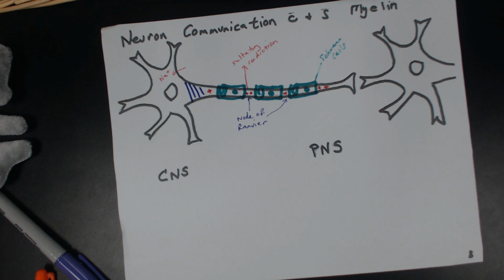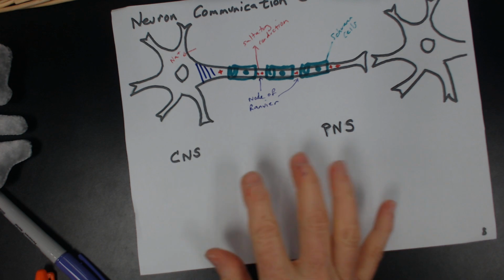So saltatory conduction is the process of the action potential jumping right on past the myelinated segments. Node of Ranvier is that little space in between each of the myelin segments. Questions? Should be pretty straightforward. Now, moving on down here, we have CNS and PNS.